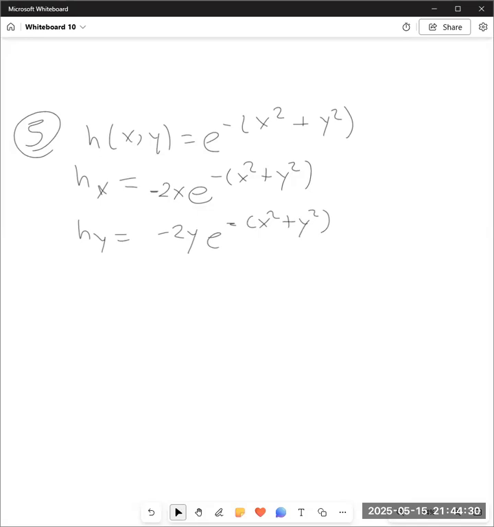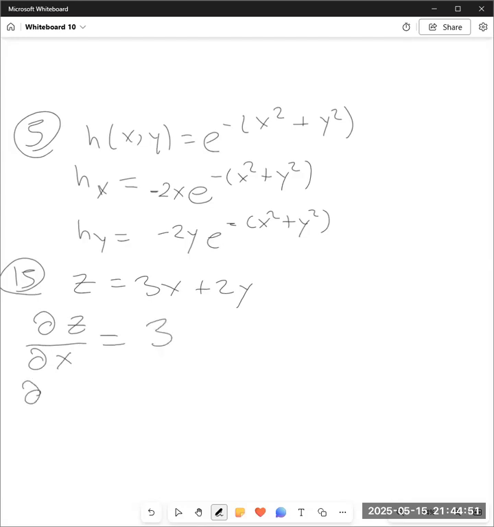Let's move on to number 15 now. And z is 3x plus 2y, and they just want us to write this notation as dz dx, like so. Partial with respect to x is 3, dz dy. Partial z with respect to y is 2.